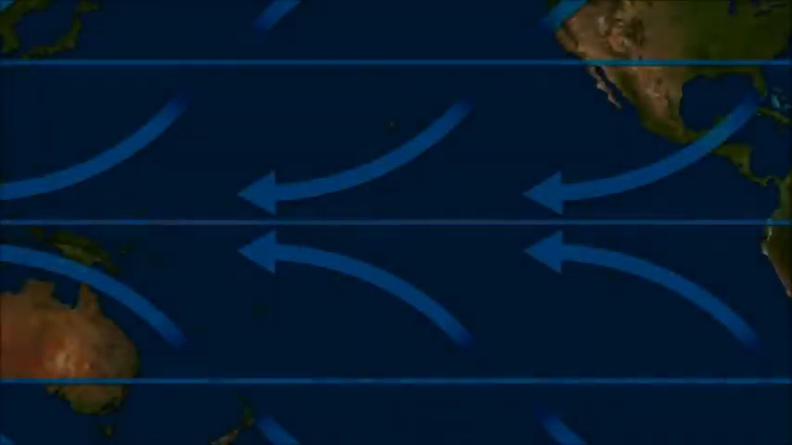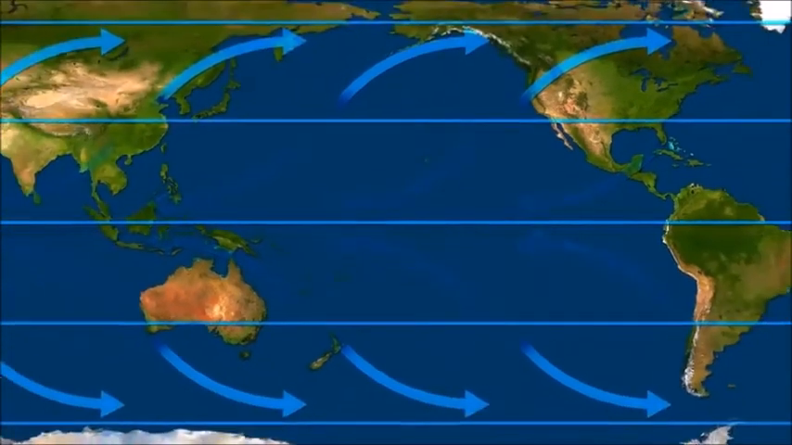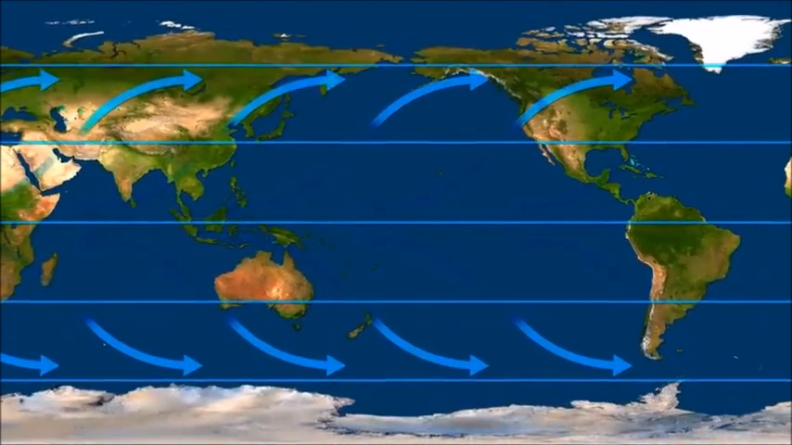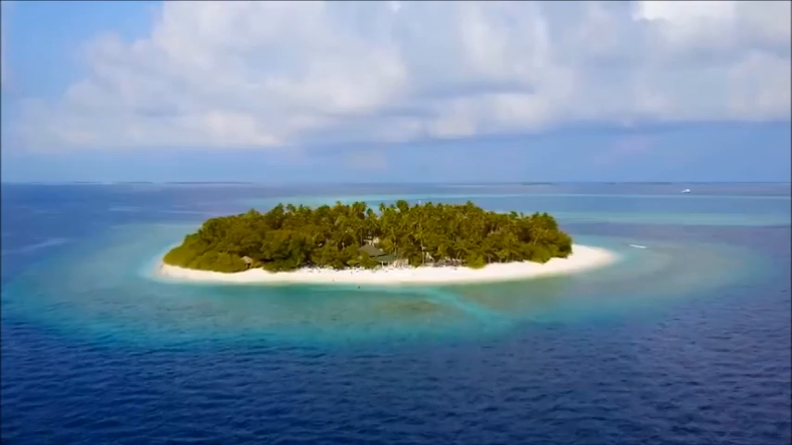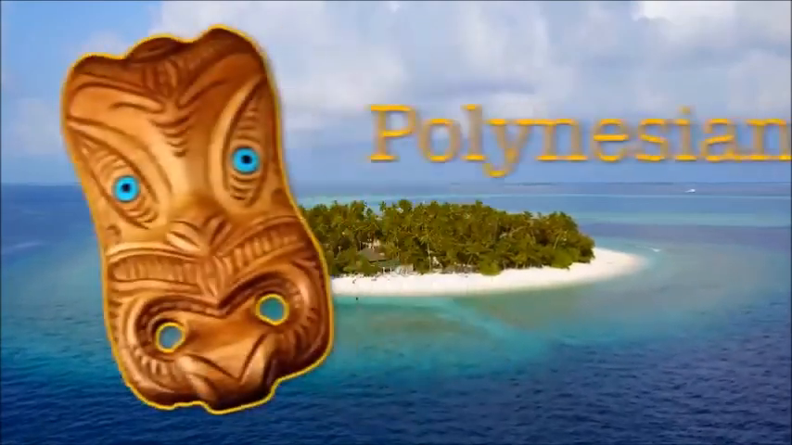If we take another look at the prevailing winds and currents in the Pacific though, we can see the Kuroshio Current is mirrored in the southern hemisphere by the South Pacific Current, which opens up the possibility of an American discovery by the Polynesians as well.